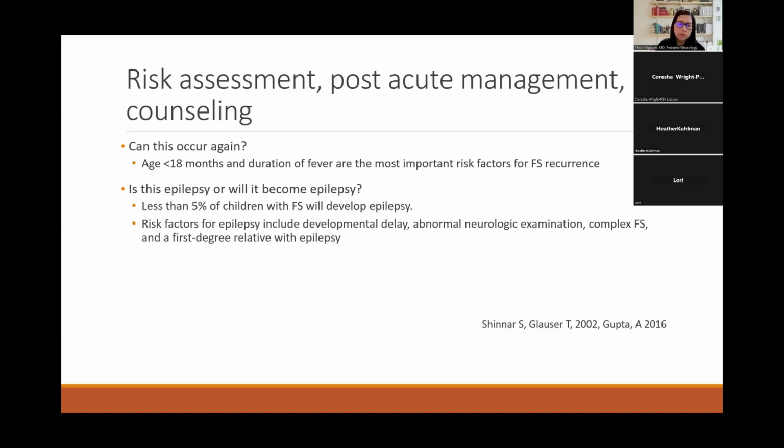So other risk factors that contribute to developing epilepsy later in life are developmental delays. If the patient has an abnormal neurologic examination, like a patient who has subtle cerebral palsy, they may have had a previous insult or brain injury or things like that, that makes them more vulnerable or have risk factors that are not yet apparent. And also a first degree relative with epilepsy. So those are the risk factors to keep in mind when you're counseling families about developing epilepsy later in life.